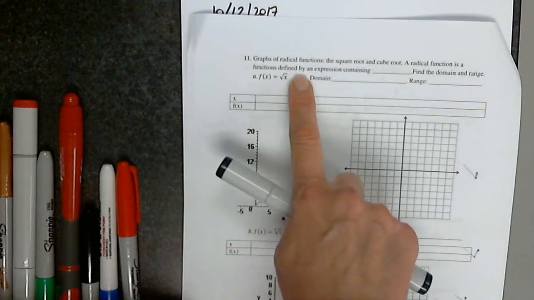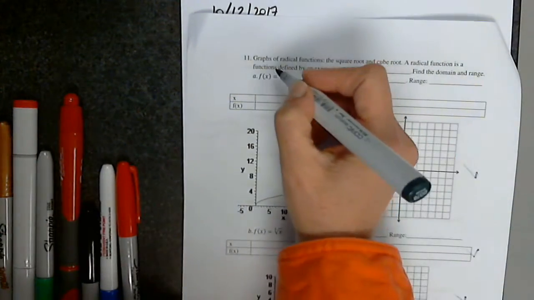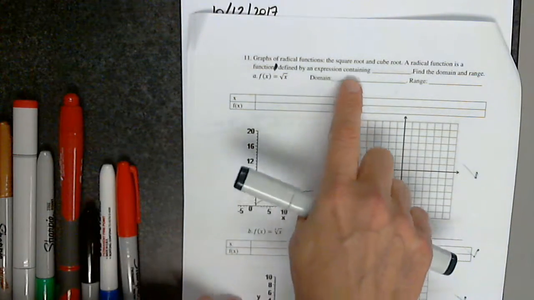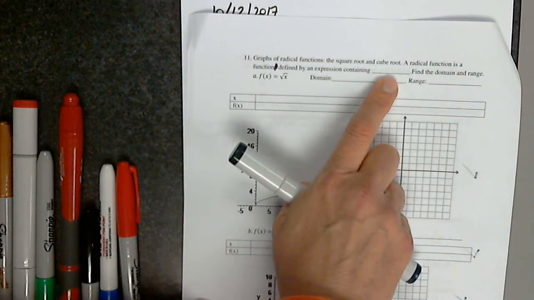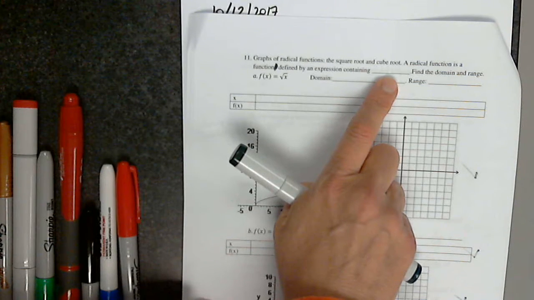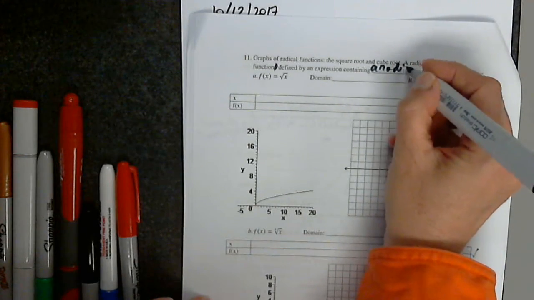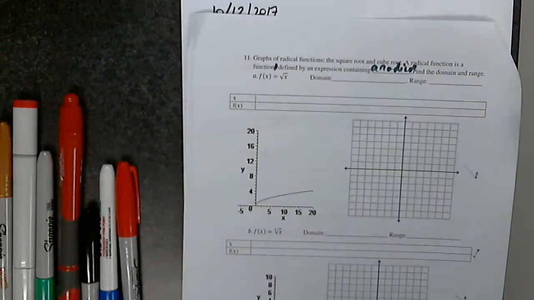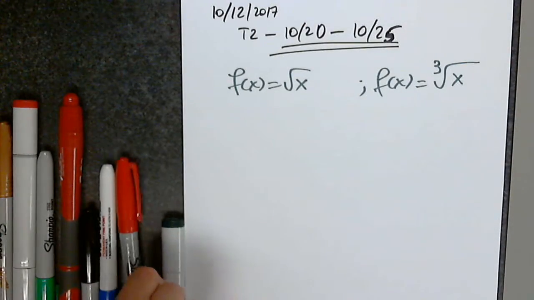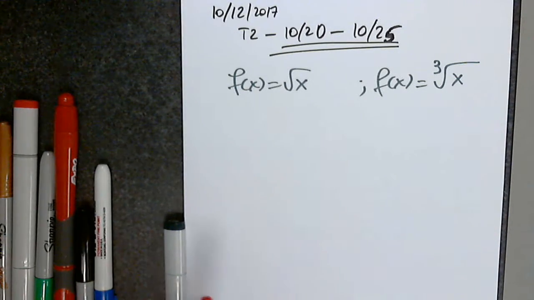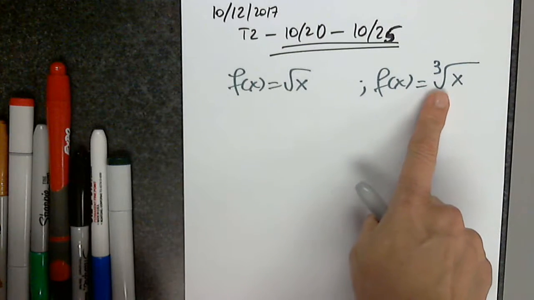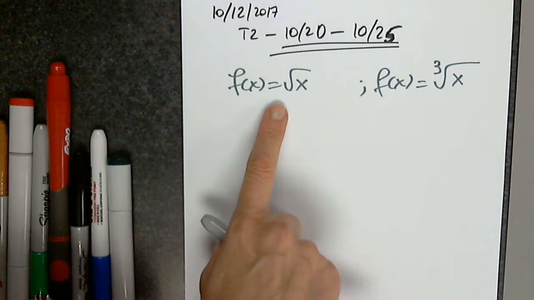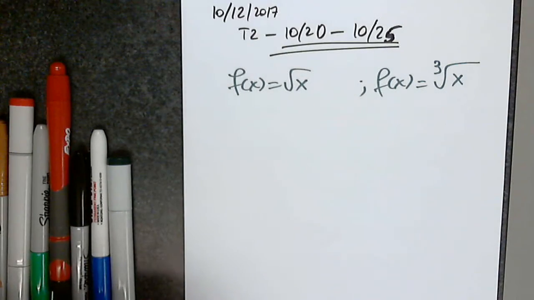A radical function is a function defined by an expression containing, of course, absolutely, a radical. Find the domain and range. So we'll find the domain and the range from the graph, and I like to graph it. We graphed this before. This is not new. This is new. We have not graphed this before, but we graphed this one. So I have to find the domain of this function. How do I find the domain of the square root of x? What do I have to write?